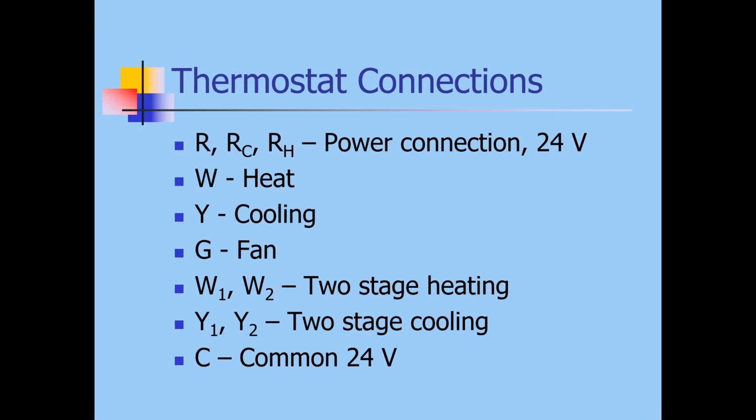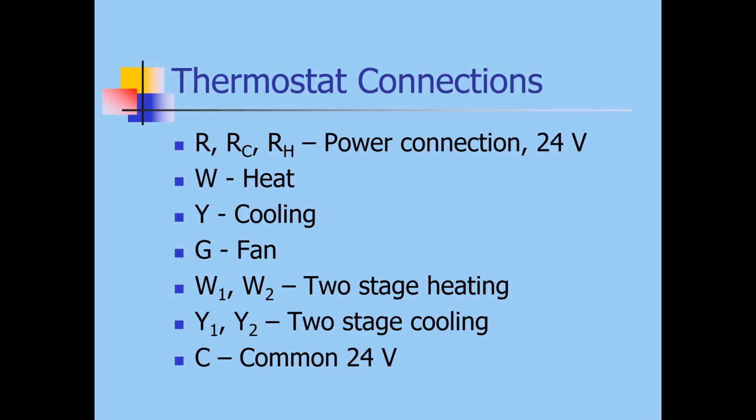We'll have R for our power, W for our heating, Y for cooling, G for fan, and C for our common. We should be aware that some units will have an RC, which means power for my cooling system, and an RH, which is power for my heating system. These can be separated if I have a system that has two separate transformers for each type of control. We can also have two-stage heating and two-stage cooling, in which case we'd have W1 and W2 and Y1 and Y2 accordingly.